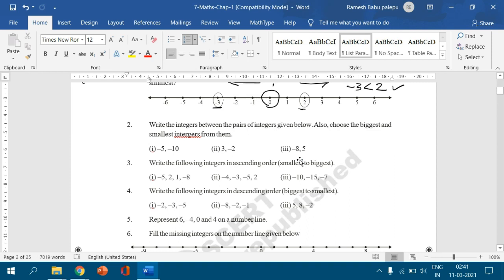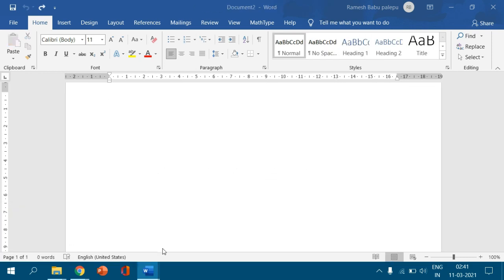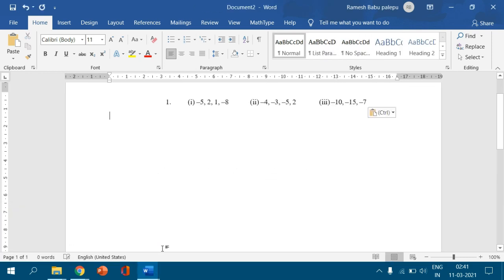What is the next question? That is the third question: write the following integers in ascending order. The first one is -5, 2, 1 and 8. If possible, I will check it. I will copy this one. This is not the first actually, this is the third question. And this one is the first one.